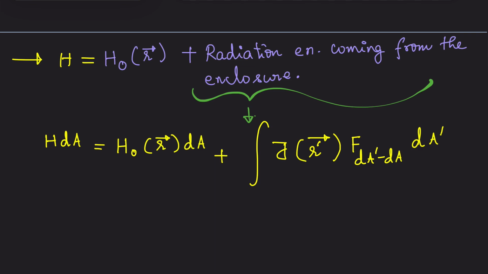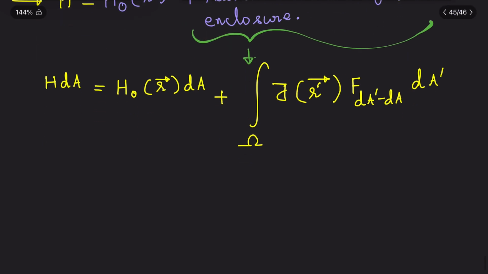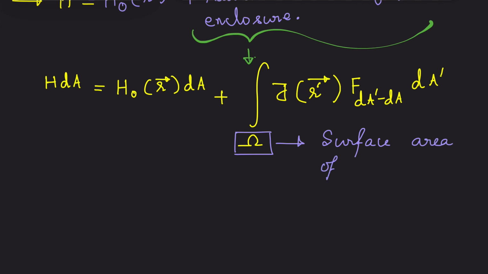I write this as capital sigma. Okay, so capital sigma is what? I am also writing that capital sigma is the surface area of the enclosure. Clear?